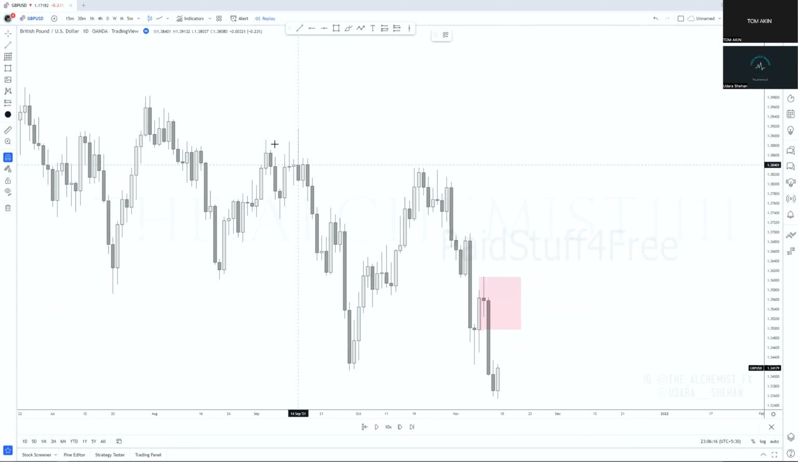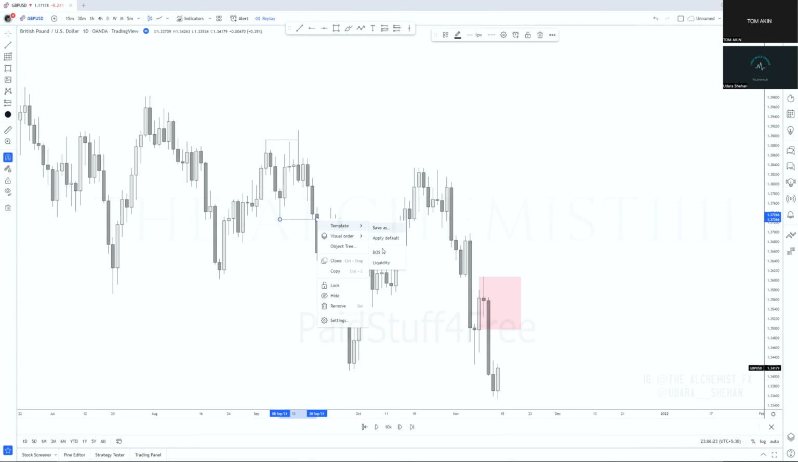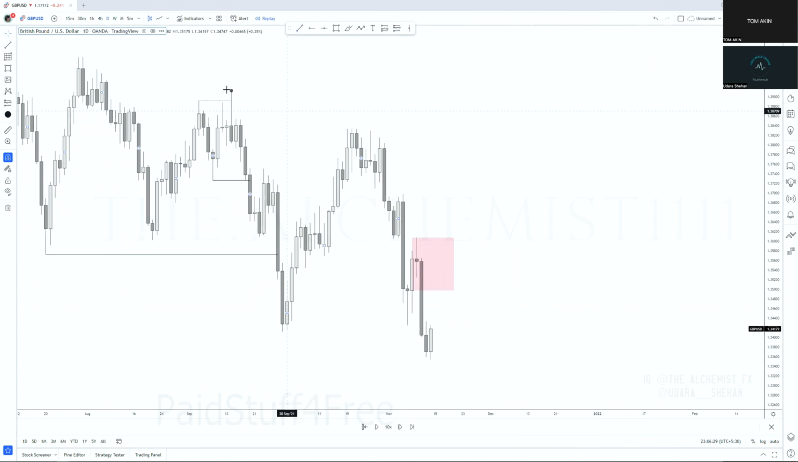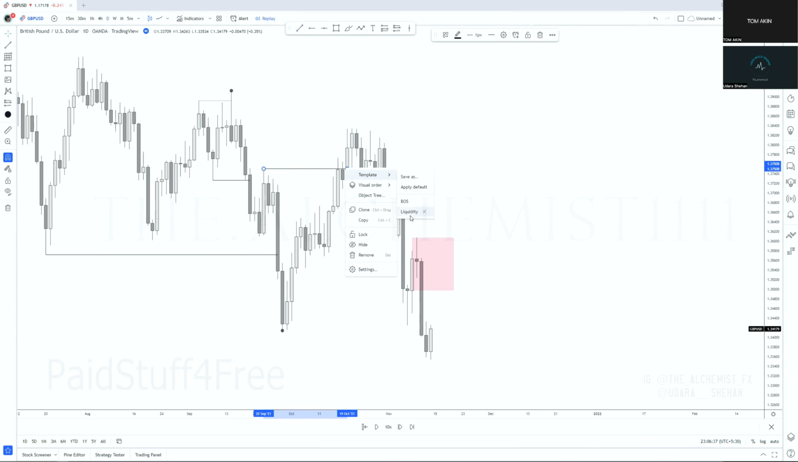Now look at this. Liquidity taken out, minor structure broken, major structure broken, high of the range. How do we know the high has created the low of the range? Bullish breakout, low created. See, same exact thing.